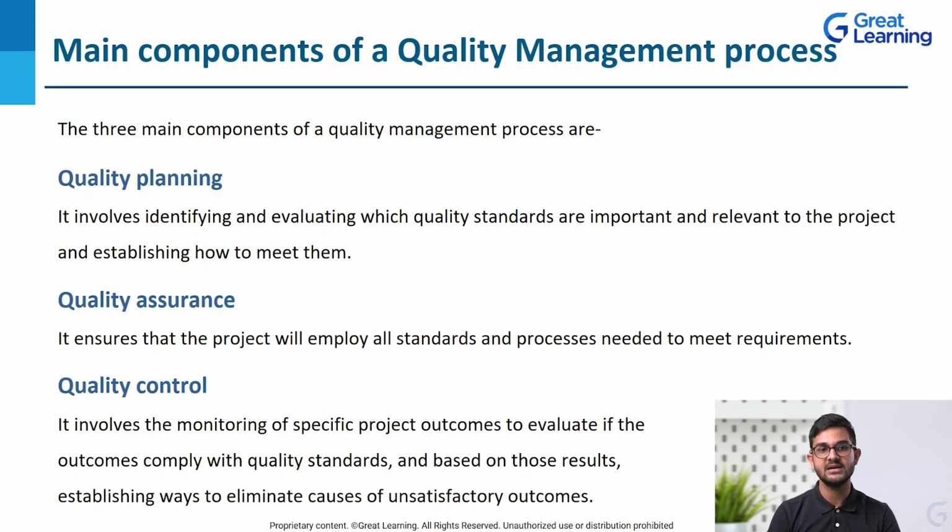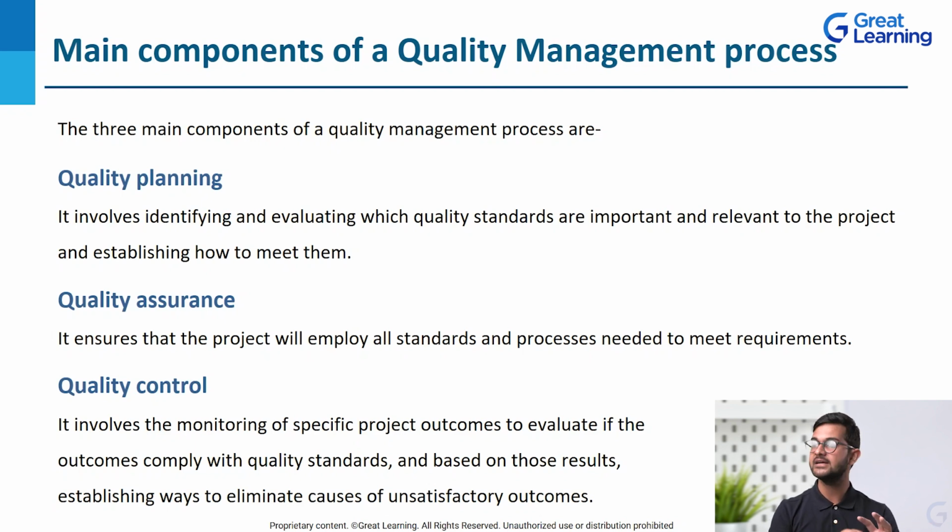Then quality assurance. It ensures that the project will employ all standards and processes needed to meet requirements. We have established the requirements or the expectations in the quality planning. But how will you ensure whether the project will employ all those standards, all those requirements or not? That is done by quality assurance. Then the last step is quality control. It involves the monitoring of specific project outcomes to evaluate if the outcomes comply with quality standards, and based on those results, establishing ways to eliminate causes of unsatisfactory outcomes.